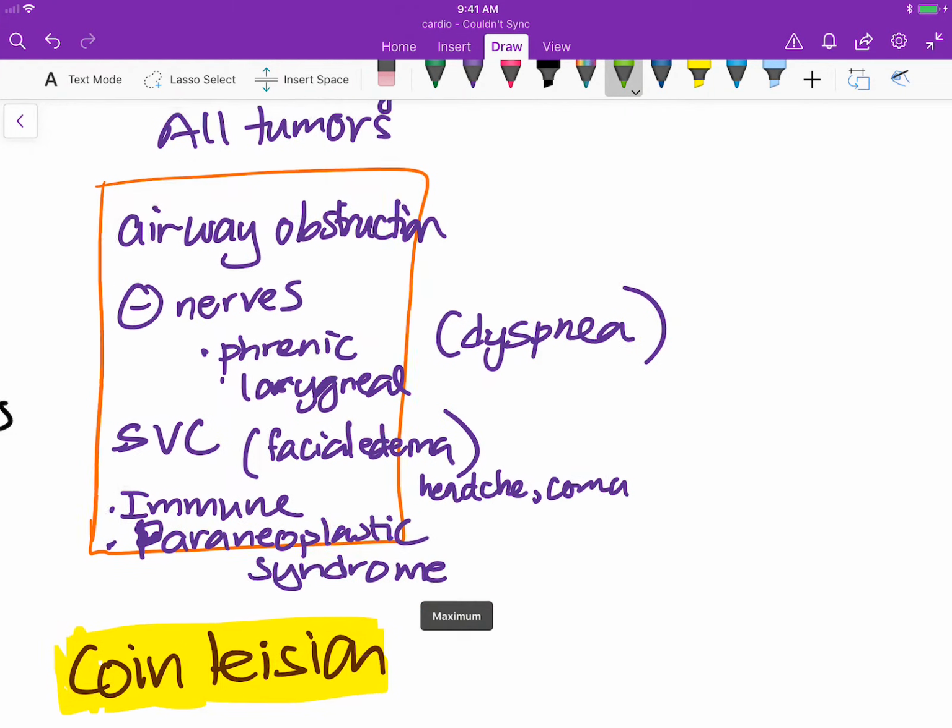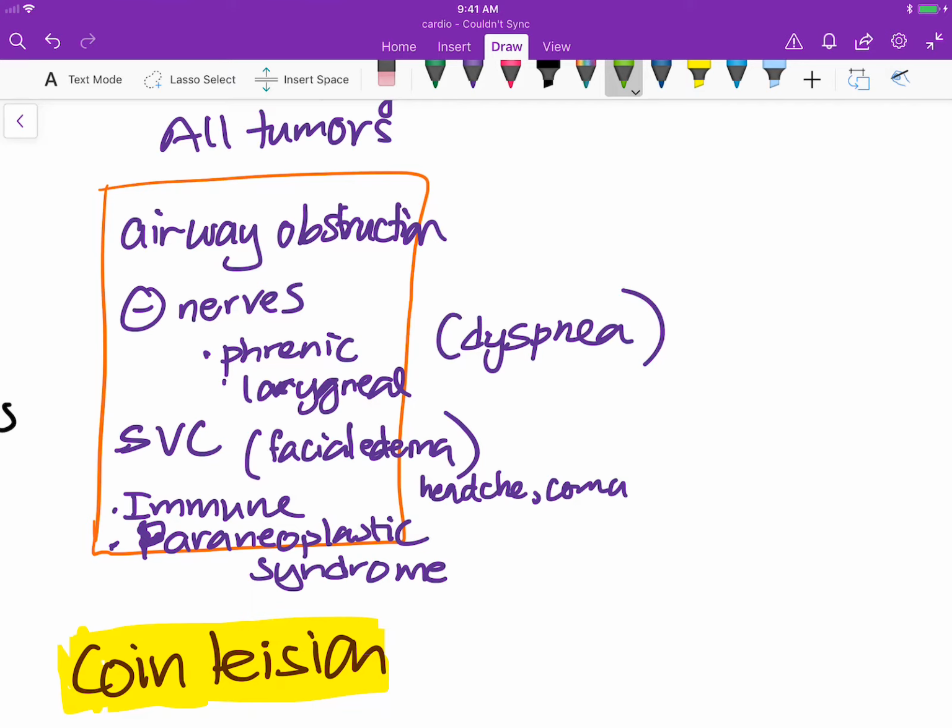Now, all of this shows up on the X-ray as a coin lesion. So it's a little bit like a coin. The tissue is non-calcified, so that's why it shows up as a coin lesion.